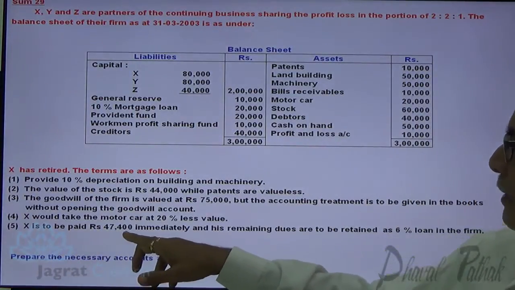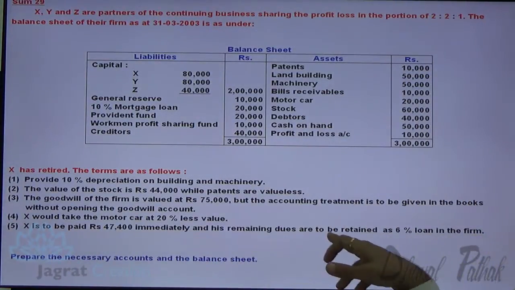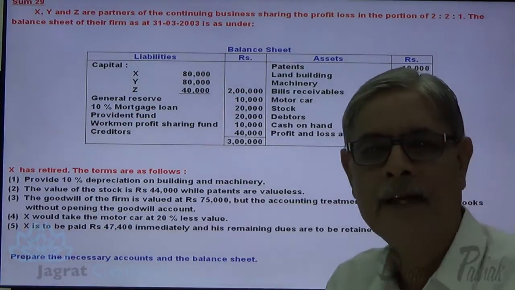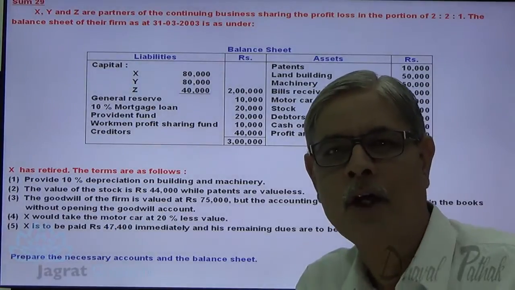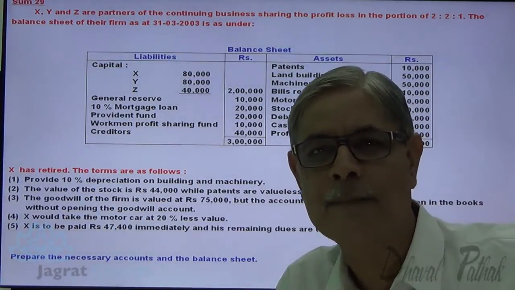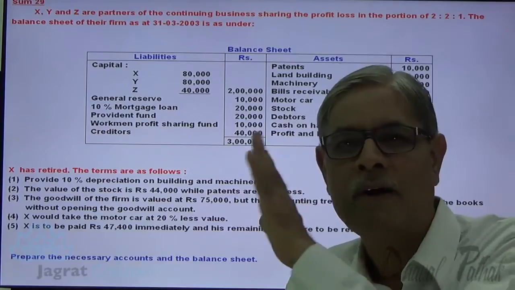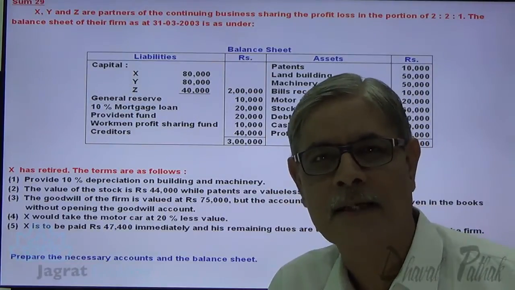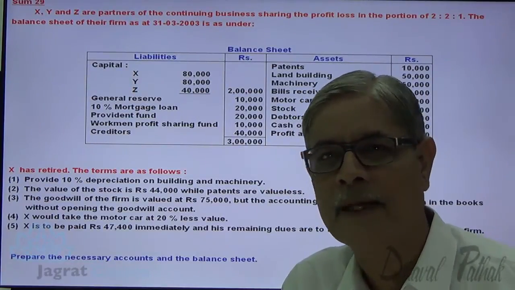X is to be paid 47,400 immediately and the remaining amount is to be retained as 6% loan in the firm. So part payment is made and the remaining balance of capital account of X is transferred to his loan account. Now after explaining this concept, after reading the sum, let me first take up goodwill adjustment. Just observe.